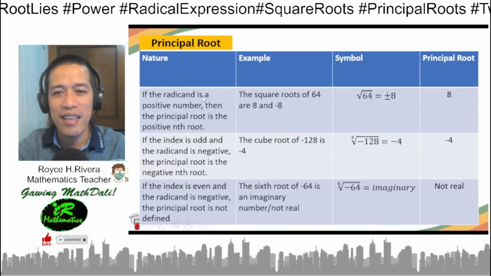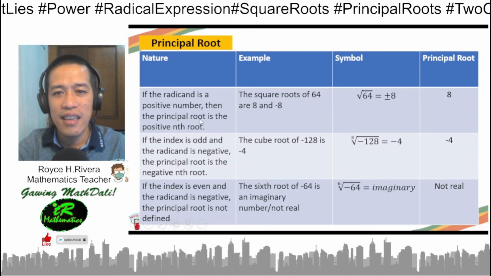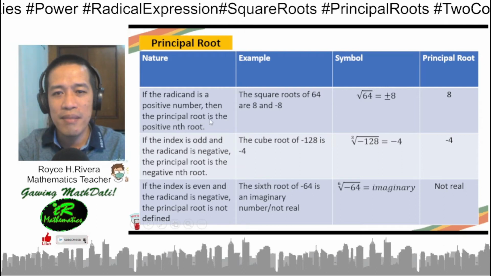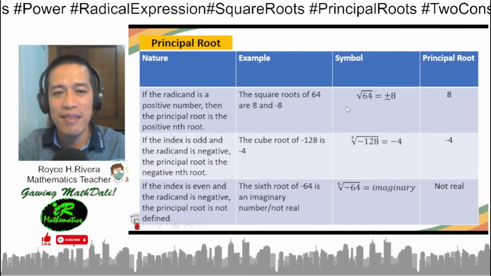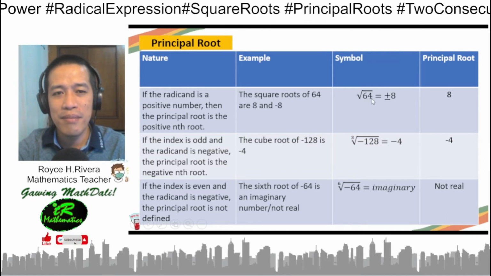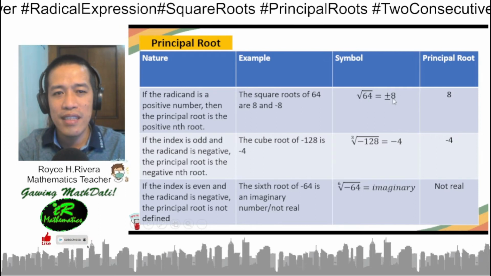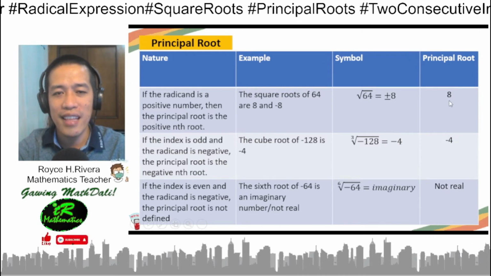Remember, if the radicand is a positive number, then the principal root is the positive nth root. 64 is a positive number, and the principal root is positive 8.